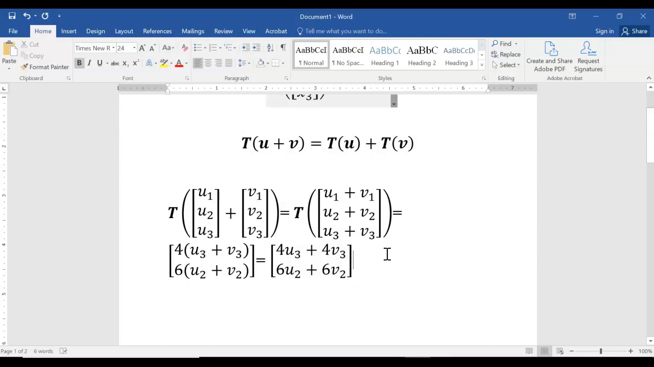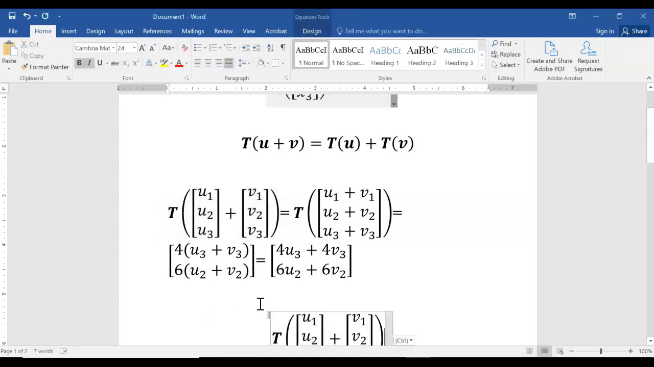Let me start by doing the first thing I said. So here's our output of what happens when we add first and then apply the transformation. Now let's go back and start over and figure out what the output would be if we did the transformation first and then added.